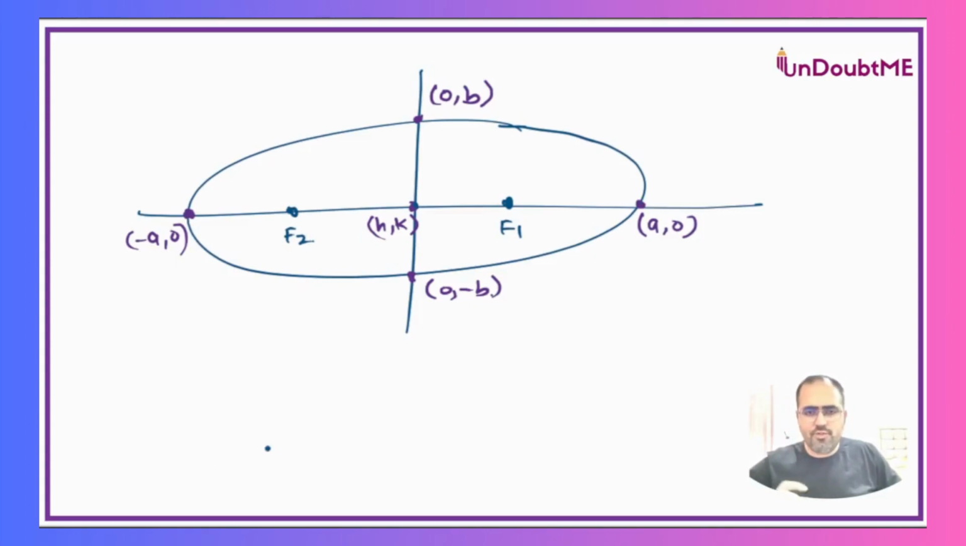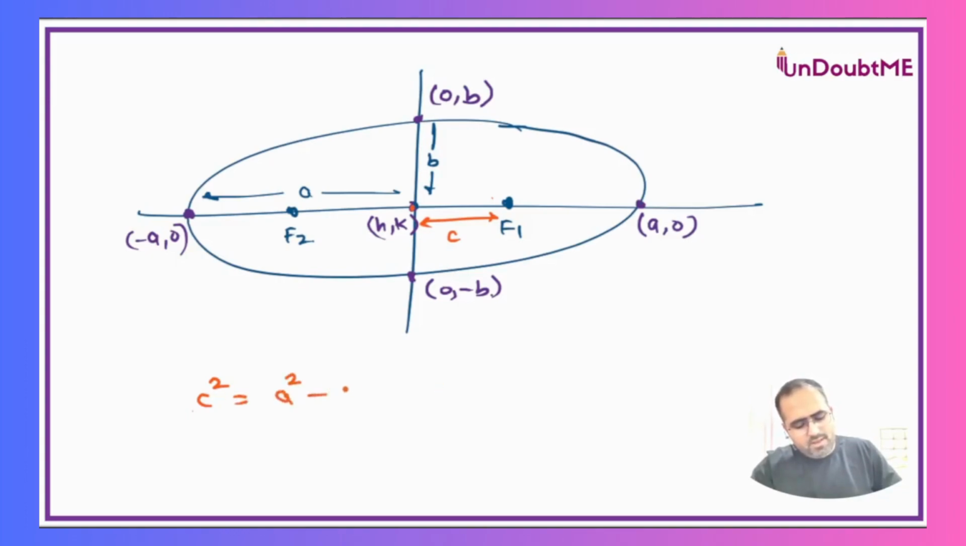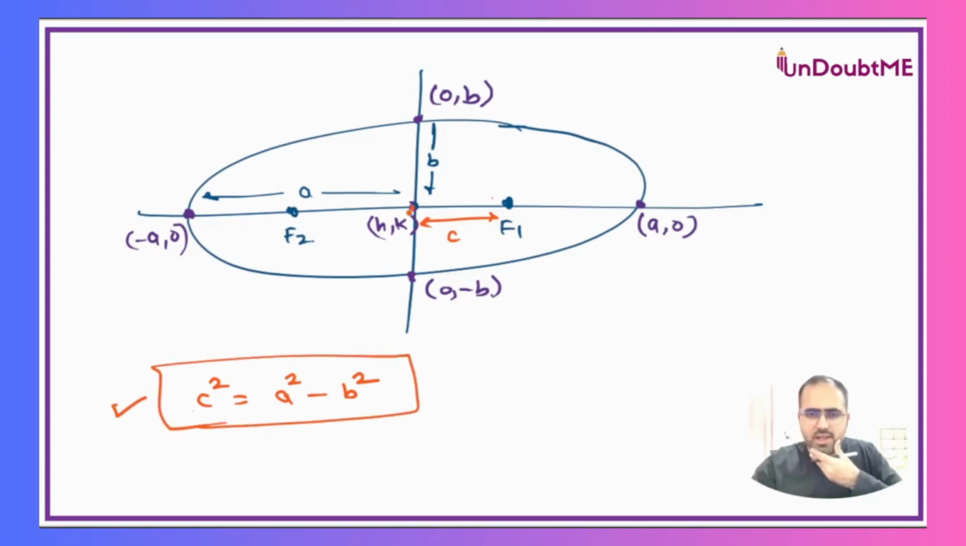How the value of the focus will be written, for that we have one relation. We know that this is b and this whole thing is a. This length we can consider as c, from the center to the focus. So the relation over here is c square is equal to a square minus b square. That is called the relation between the focus and the major and minor axis.